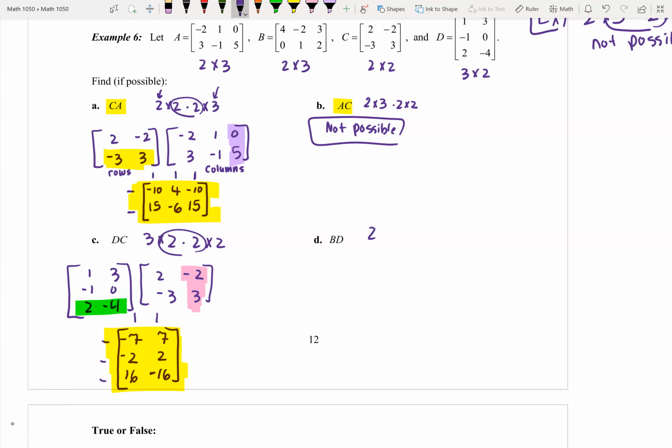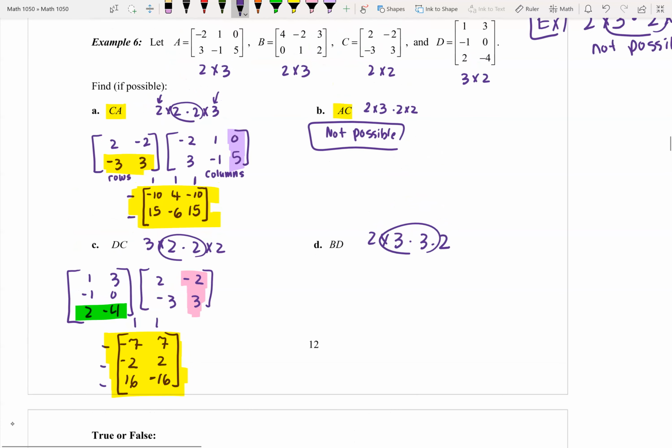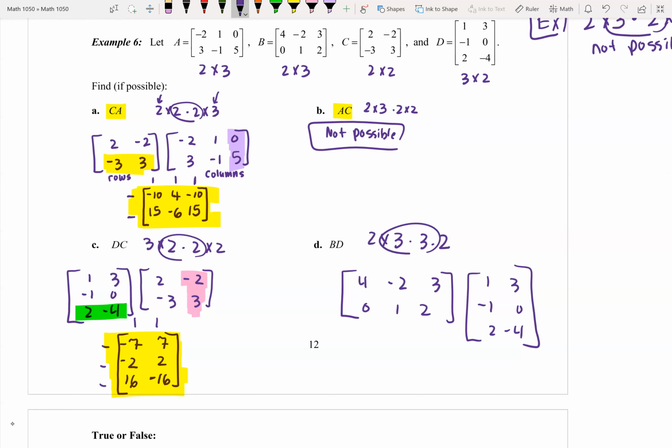Okay, B times D. So B is a 2 by 3 and D is a 3 by 2 and I can do it. Okay, so you have to put it in the order it's listed. So B comes first. D comes second. And I want you to do this by yourself. And when you're done, look up and the answer will be there.